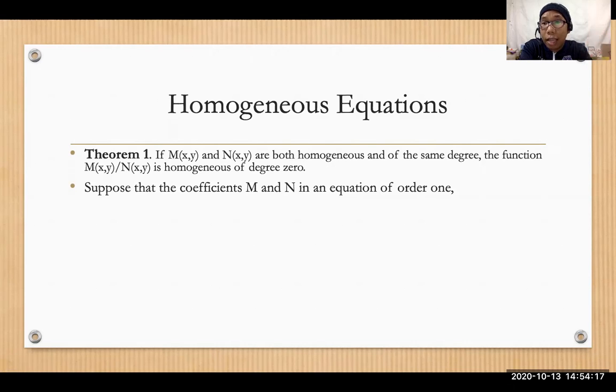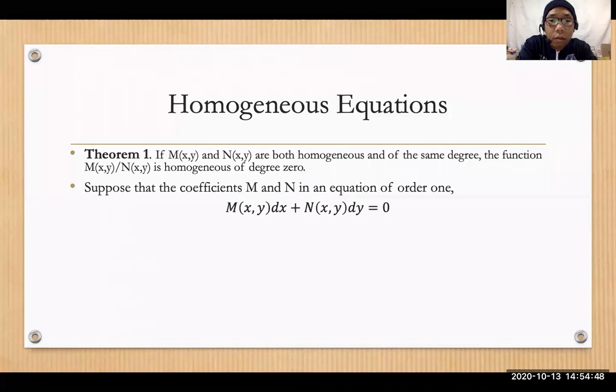So you can cancel, right? You can cancel that degree, lambda raised to 2 over lambda raised to 2. So meaning you don't have lambda anymore in that ratio, giving us a degree 0 representing that function. So putting the given functions into a ratio will give us degree 0 since they are of the same degree.